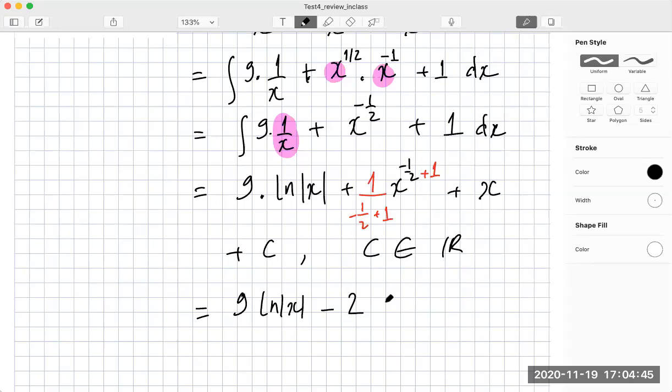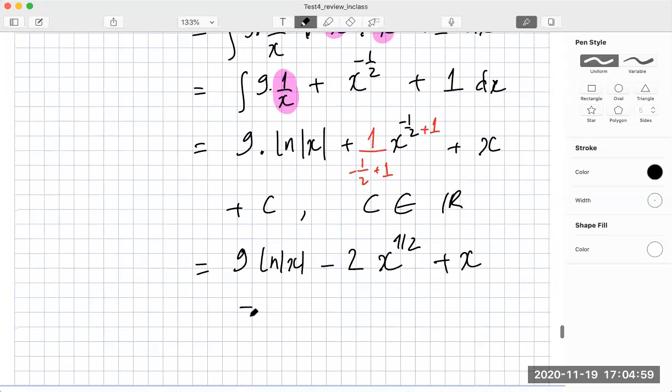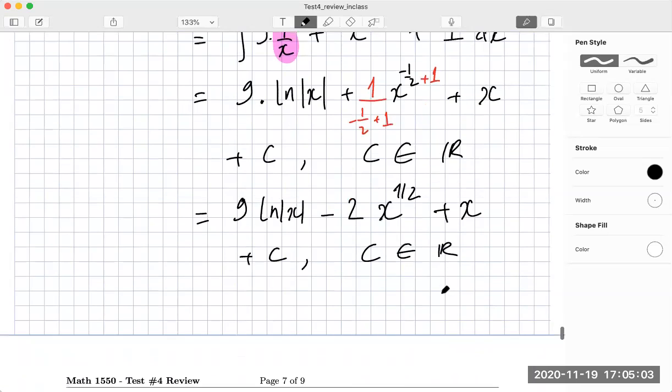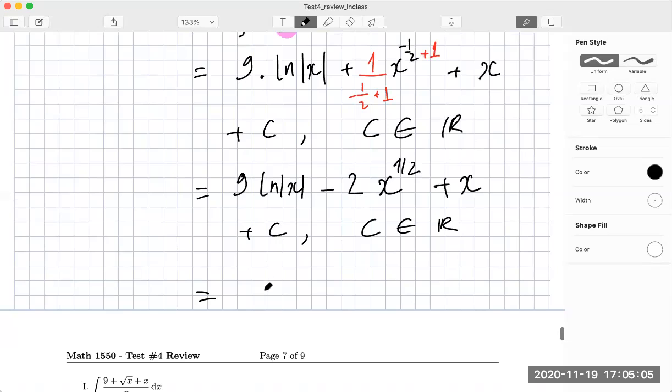Here is x to the negative 1/2. Oh, x to the 1/2. Very good. Plus x here, right? And plus c, where c is a constant. So it is 9 ln x minus 2 square root of x plus x. That's it. Plus c, right?